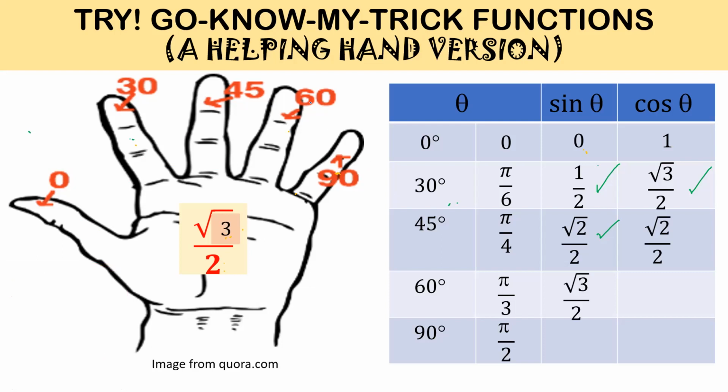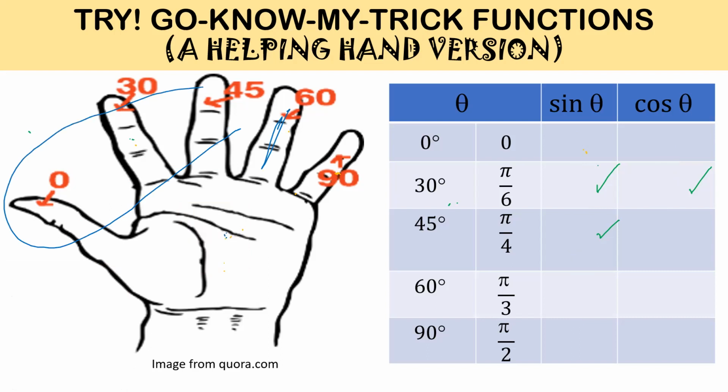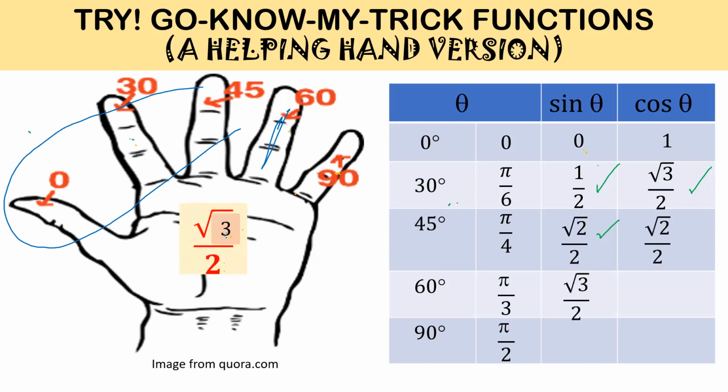So why 60 degrees? Because when we fold this, there are 3 fingers on the left. So 3, let's put the 3 there. Sorry, I went back. That's why the square root of 3 over 2 is the sine function. Then for cosine, there's only 1 finger on the right, so our radicand will be 1. That's why the square root of 1 is 1, over 2.